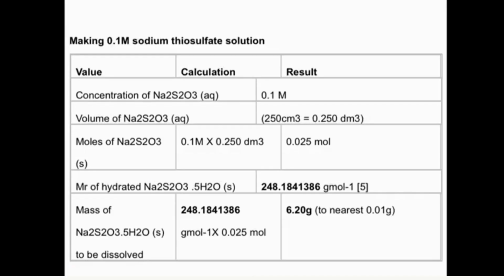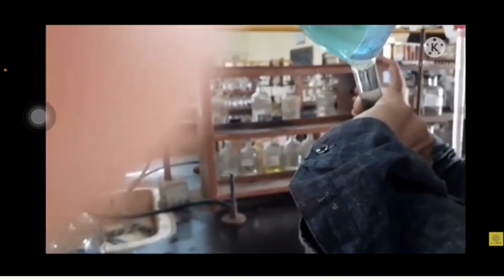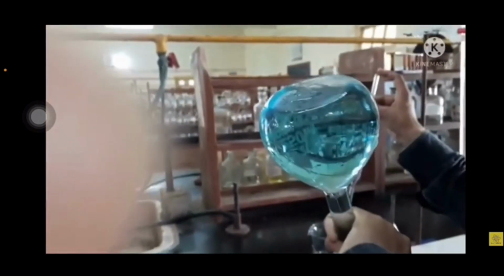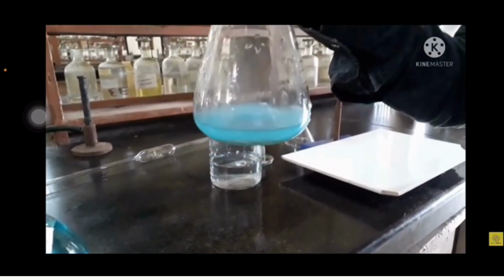This result shows how to make the 0.1 mole sodium thiosulfate solution. Next, we make a copper analyte. We transfer it to a volumetric flask and add distilled water until we reach the calibration mark. After that, we place a stopper on the volumetric flask containing the copper analyte. We invert it several times to ensure the solution is homogeneous, and then we have prepared the copper analyte solution.